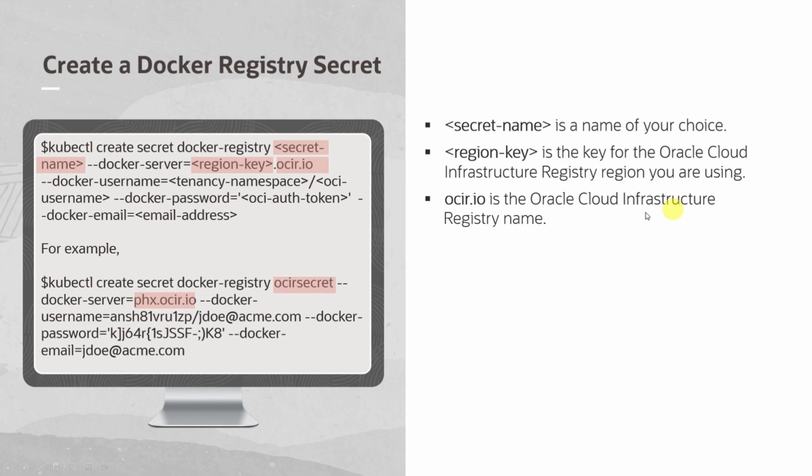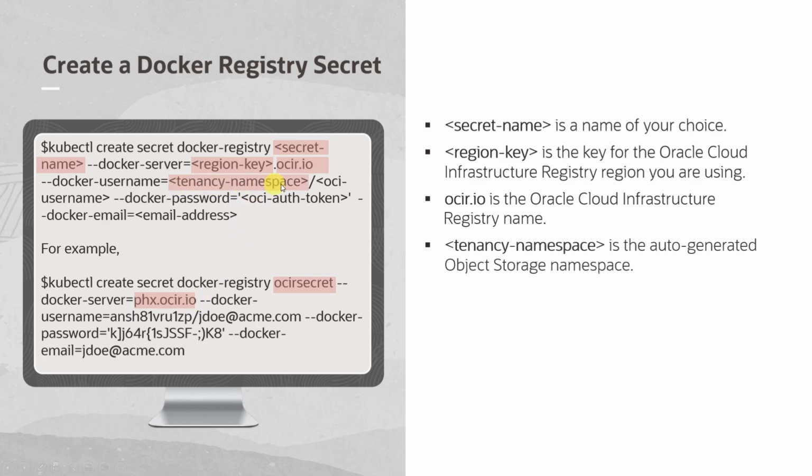OCIR.io is the Oracle Cloud Infrastructure Registry name. So what completes the Docker server name is region key.ocir.io, as in this case it is phx.ocir.io. PHX here represents the Phoenix region.